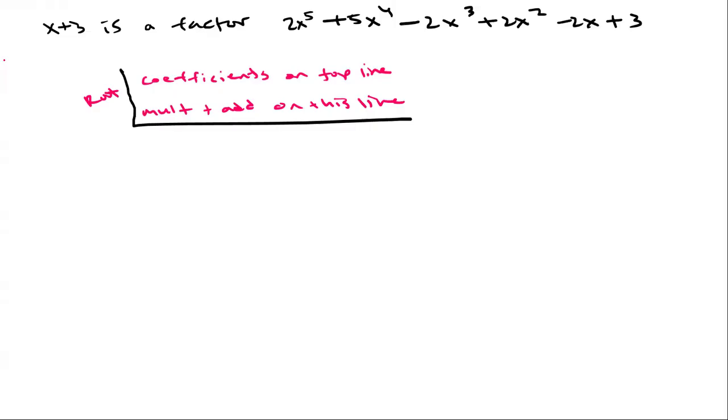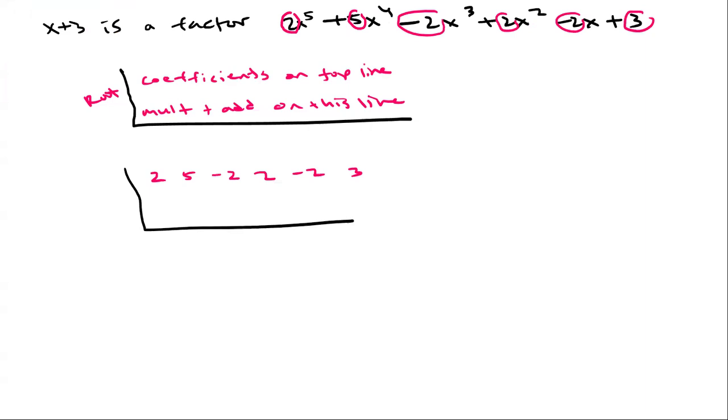All right. So what are the coefficients? Well, they're just the numbers in front of the variable. All of these are your coefficients. Make sure if there's a negative, we tack that on. So it wants us to take the coefficients and line them up. So we have 2, 5, -2, 2, -2, 3. Those are our coefficients. And then we draw part of this rectangle thing.